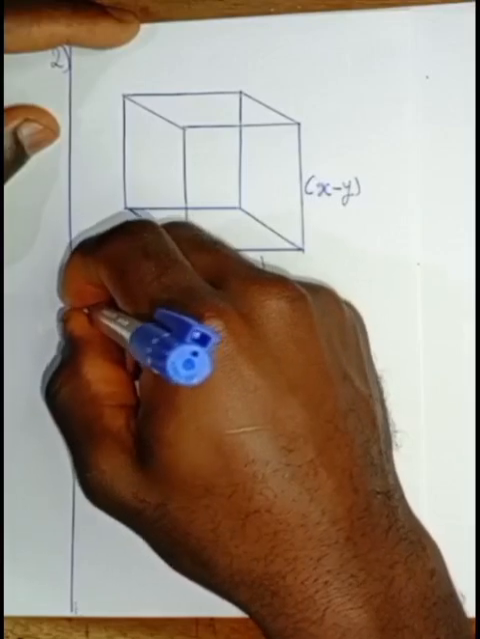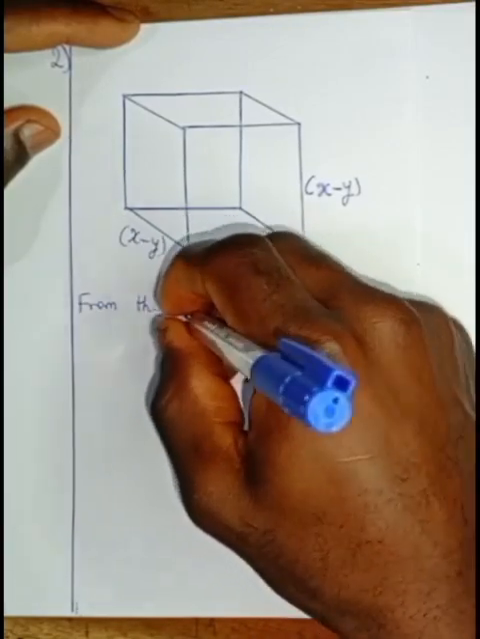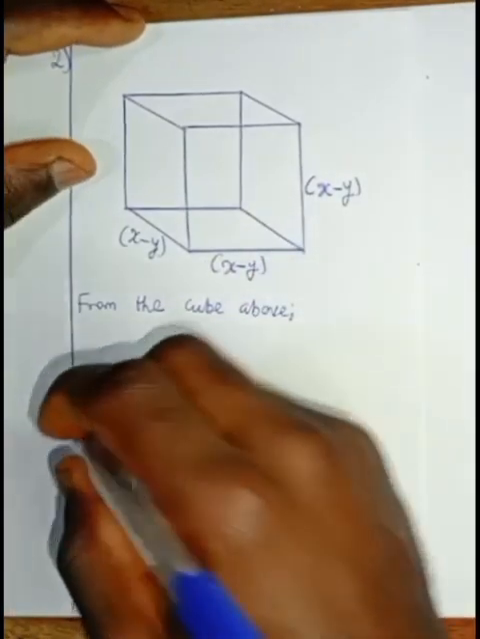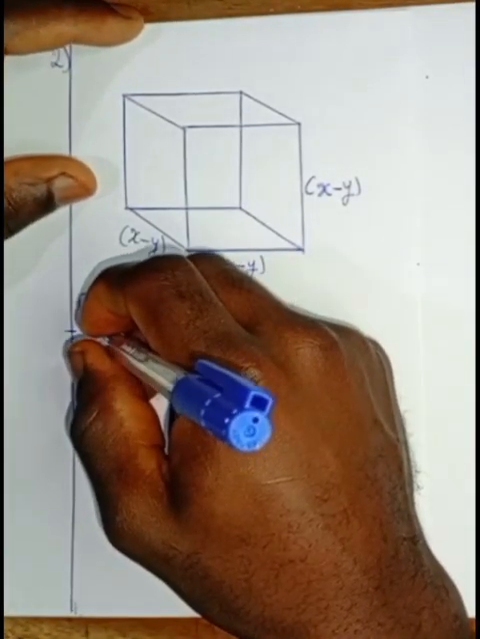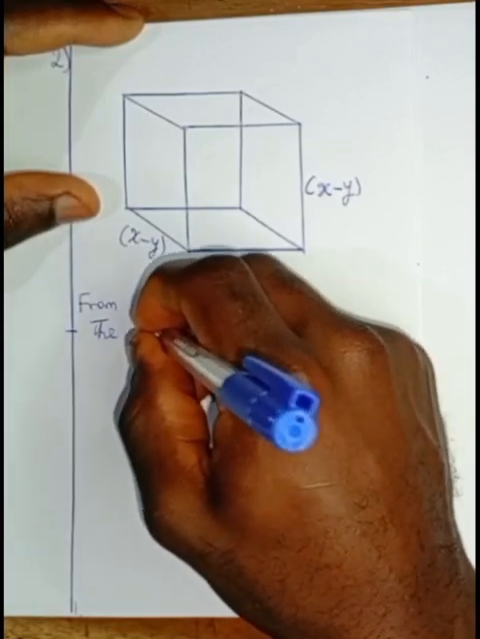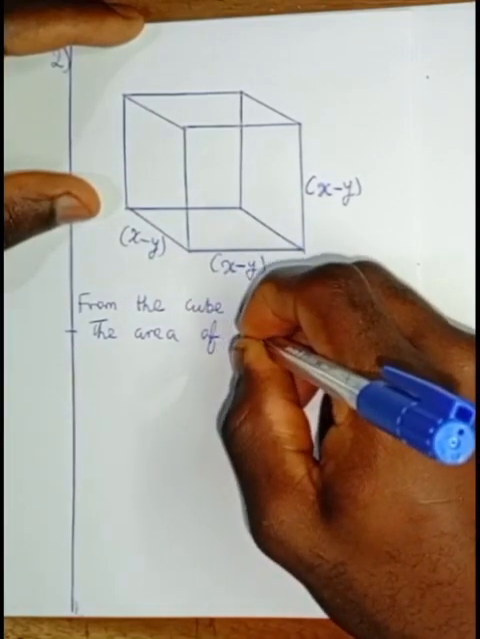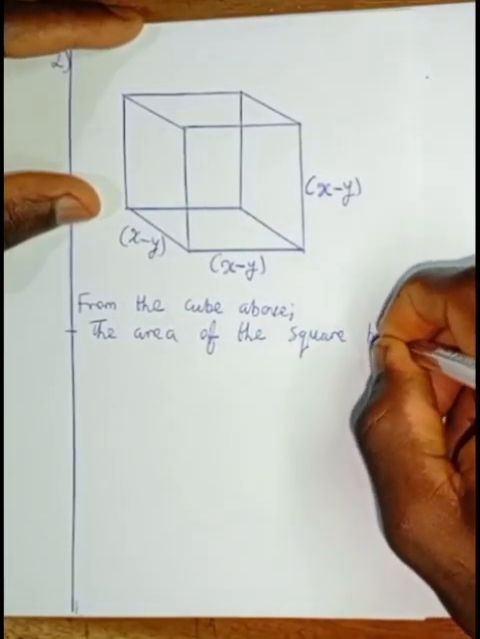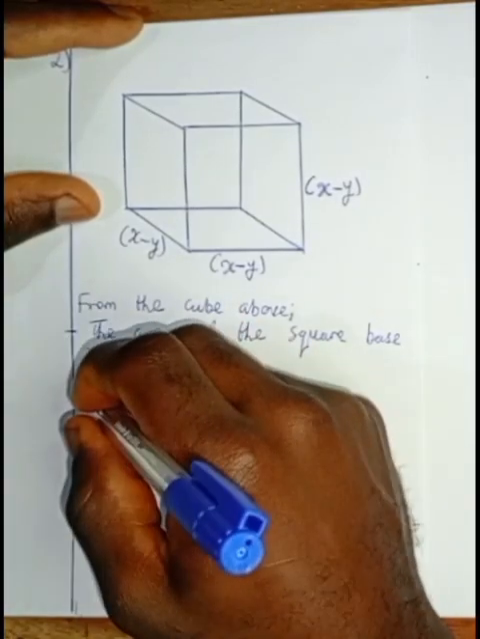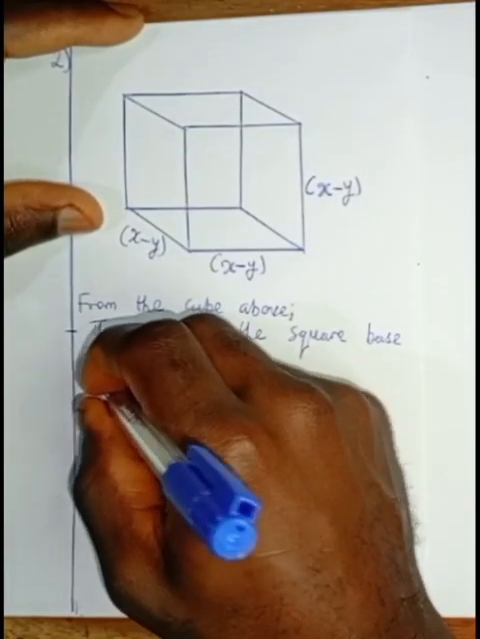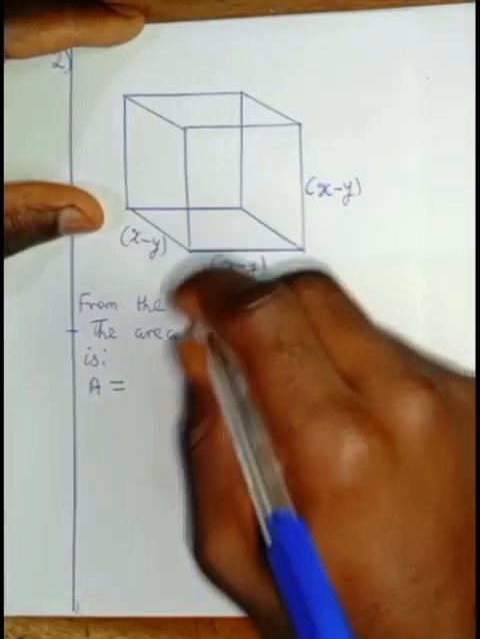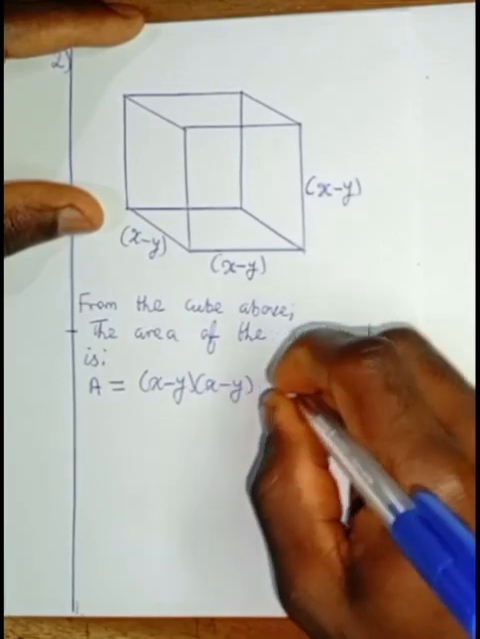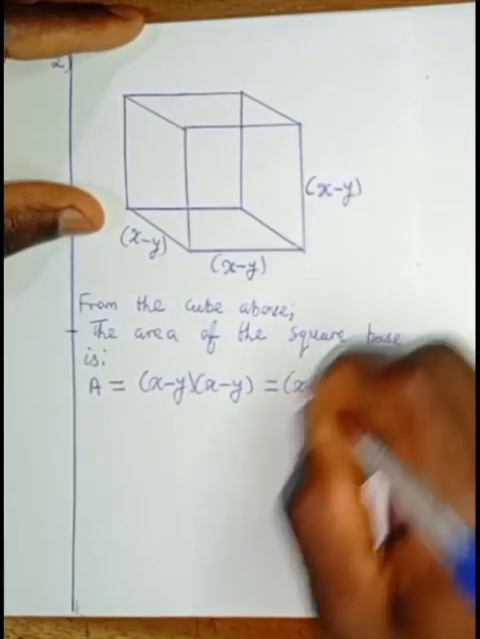Now, write this down from the cube above. First, the area of the square base is, we have A to be equal to side times side, x minus y times x minus y. We know this is the same as x minus y all this squared.